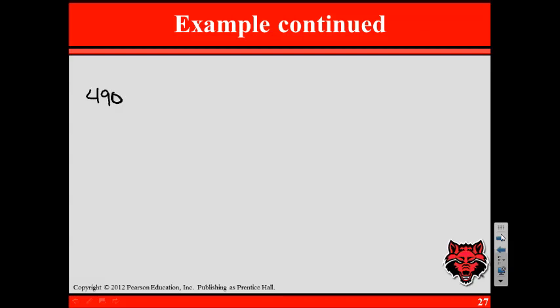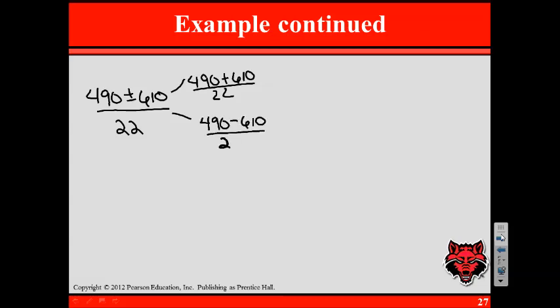So 490 plus or minus 610 all over 22. That breaks up 2 different ways. We have 490 plus 610 over 22 and 490 minus 610 over 22. Let's simplify each of these expressions. The first expression, 490 plus 610 over 22, comes out to equal 50. The second expression, 490 minus 610 over 22, will end up being a repeated decimal, but it really doesn't matter because it's a negative answer. We can't have a negative speed. So we know the speed, x, equals 50.